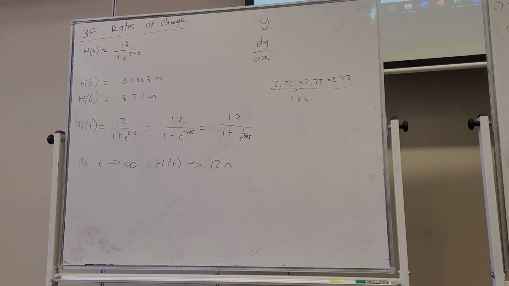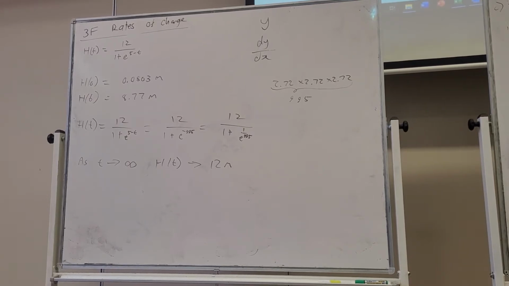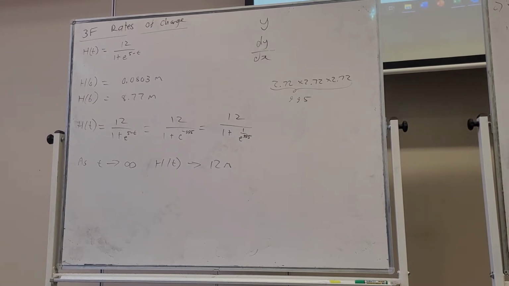Part D, when is the tree growing at the fastest rate? What does that mean? That means when is the rate of change a maximum? All right, so I'm going to sketch both graphs up here. Let's exit out, and I've got the derivative here ready to go.